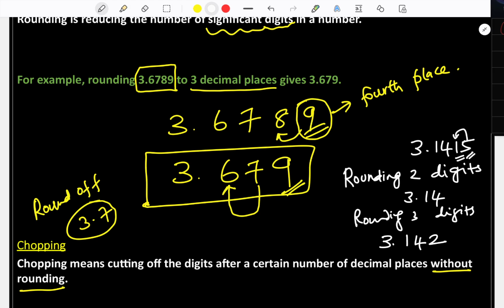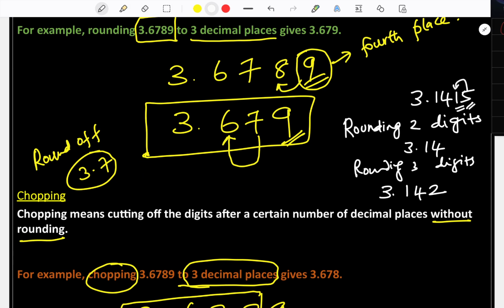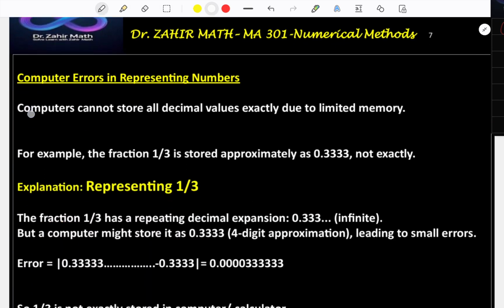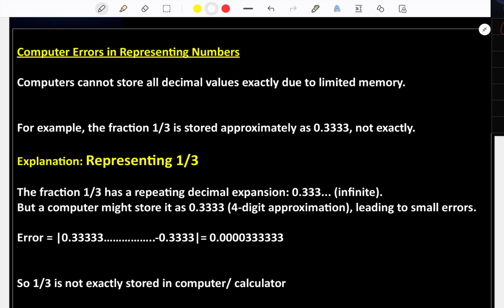This is called rounding. Suppose I say chopping. Chopping to 2 decimals gives you 3.14. Chopping to 3 decimals, 3.141. So you understood what is rounding and what is chopping? It's very easy. It's a baby class. Okay, right. The next one we are going to talk about is computer errors in representing numbers. Computers are not like human beings.